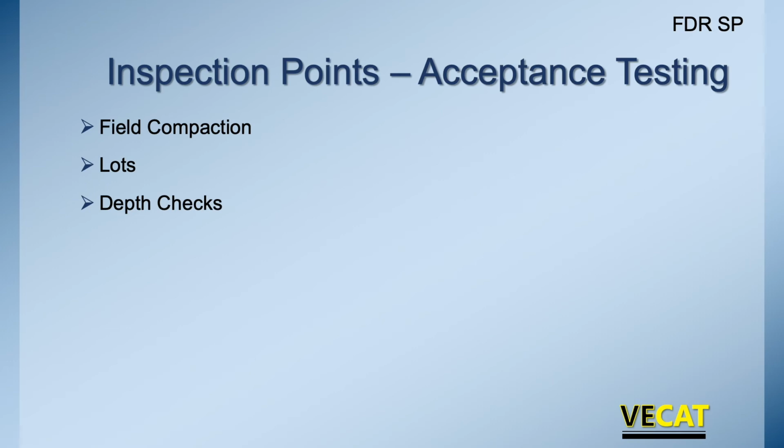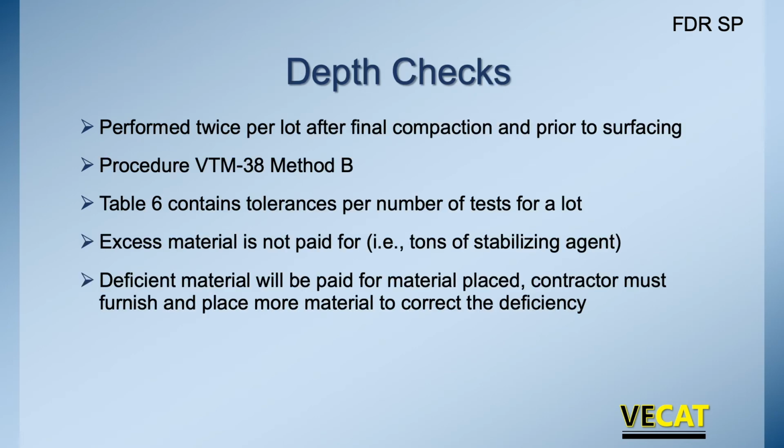So we've talked about compaction, we've talked about the lots, now let's talk about the depth checks. Again, now we're doing it after final compaction and prior to surfacing, so we're making sure that we have the right depth. If we called for 8 inches, we went 8. VTM 38 method B is the procedure that we're following, and that copy is provided in your book. Table 6 contains those tolerances, so based on the number of tests you take, if you're not at 8, how much off of 8 can you be and still be acceptable?